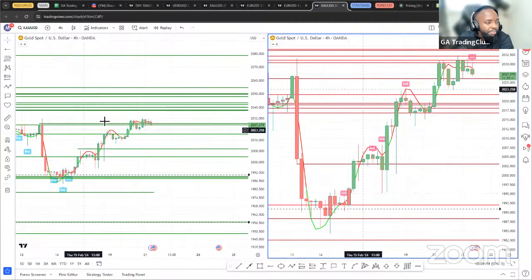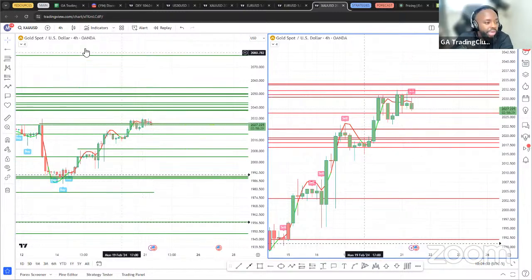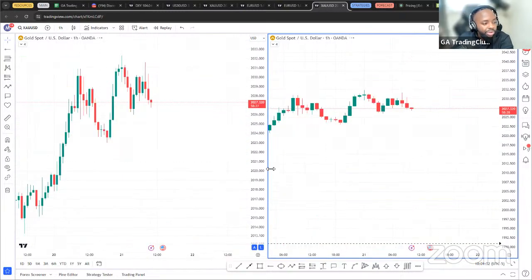Gold, no valid momentum buy on the 4-hour. This momentum, we already talked about it. If this closes in the next 3 hours as a momentum sell, this will be a valid momentum sell, but we'll have to wait for 3 hours for that to either validate or invalidate.